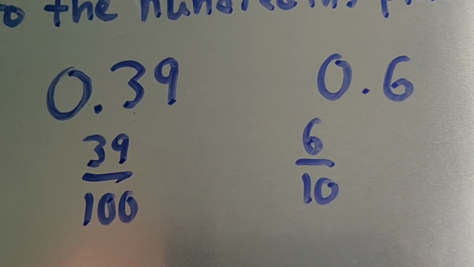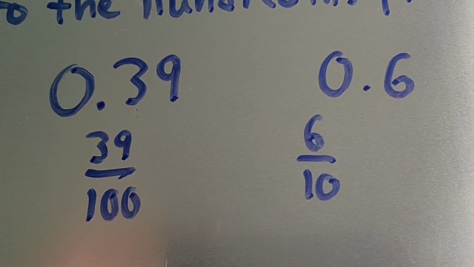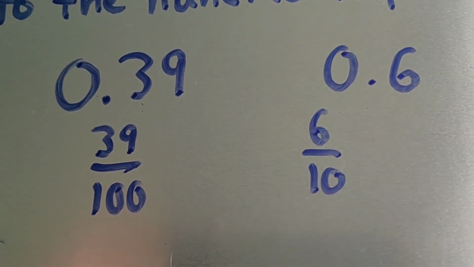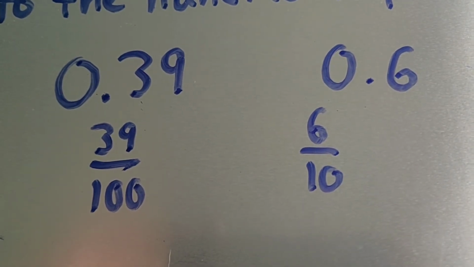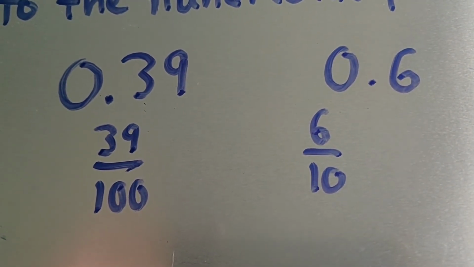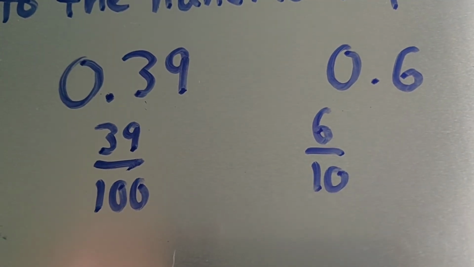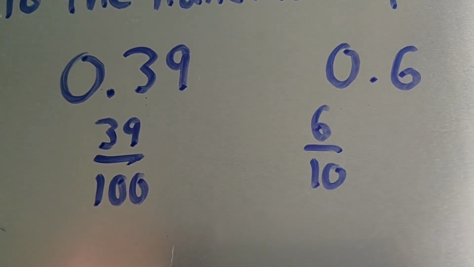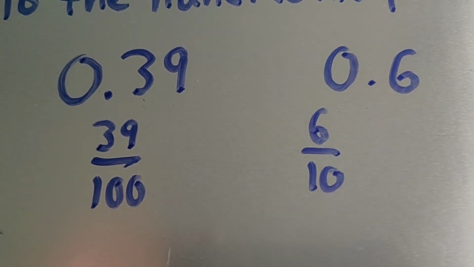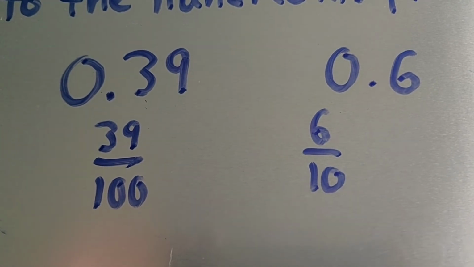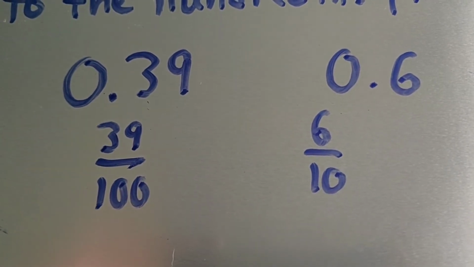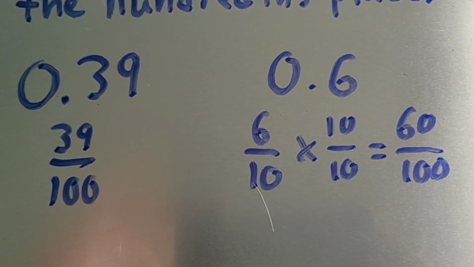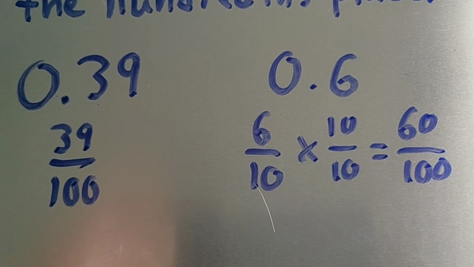So hopefully when comparing 0.39 and 0.6, you recognize that 0.39 can be expressed as 39 hundredths, and that 0.6 can be expressed as 6 tenths. Then you also recognize that you can't easily compare 39 hundredths and 6 tenths because they don't have the same denominator. And you hopefully realize that you should express 6 tenths as a fraction with a denominator of 100. Then looking down at the fractions, we have 39 hundredths and 60 hundredths.